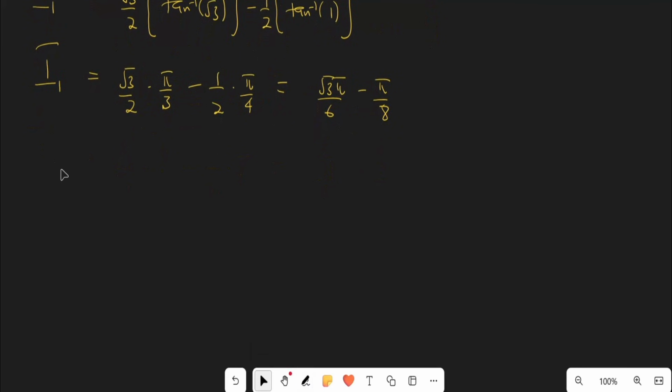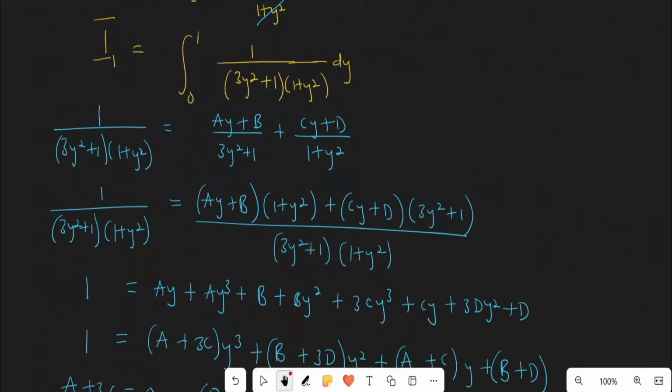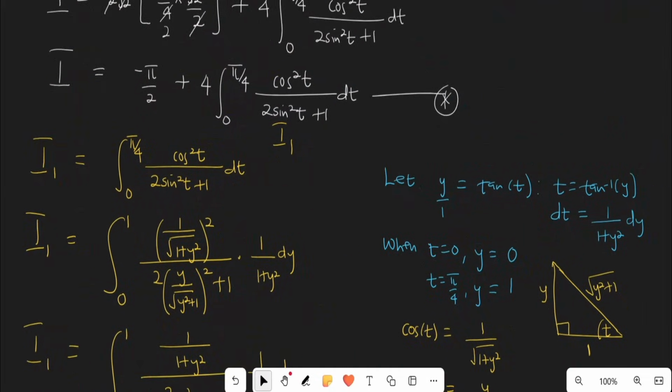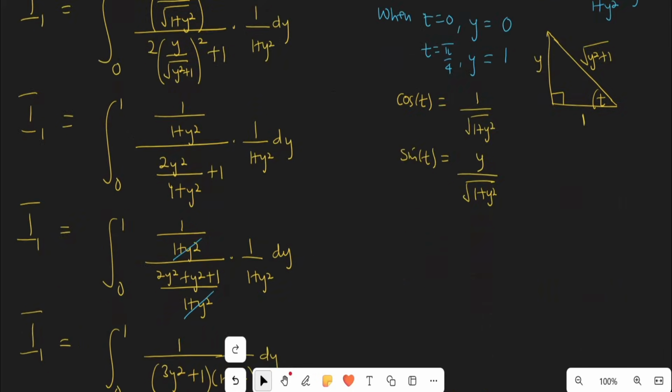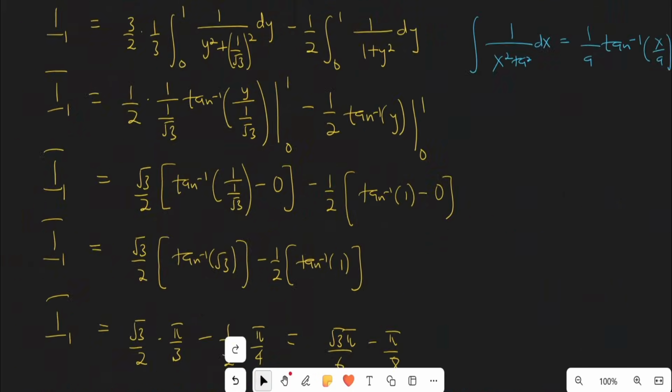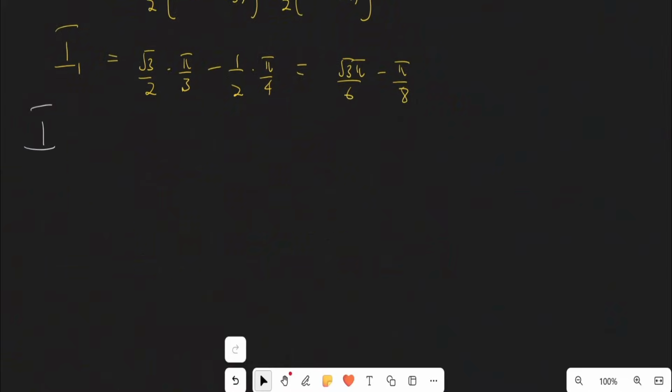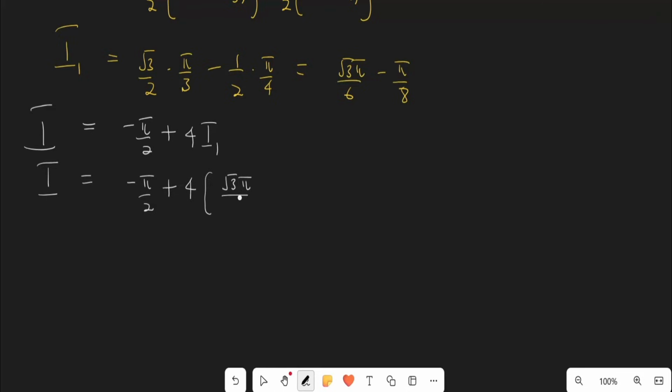So then let's switch to white pen and wrap up the integral. We are going back to equation star. Equation star here is I equal to negative pi over 2 plus 4 times I1. That is I, what we are looking for. So I is equal to negative pi over 2 plus 4 times I1, and I1 is the square root of 3 times pi all over 6 minus pi over 8.